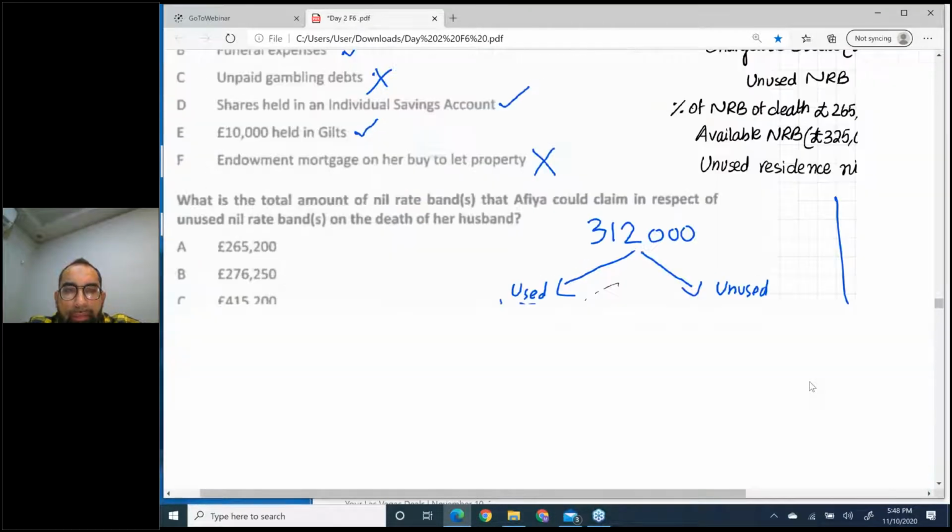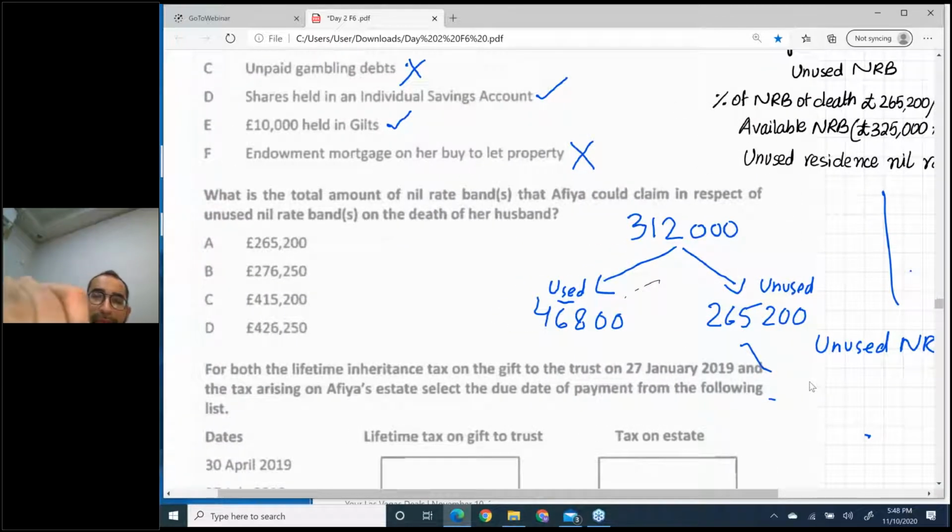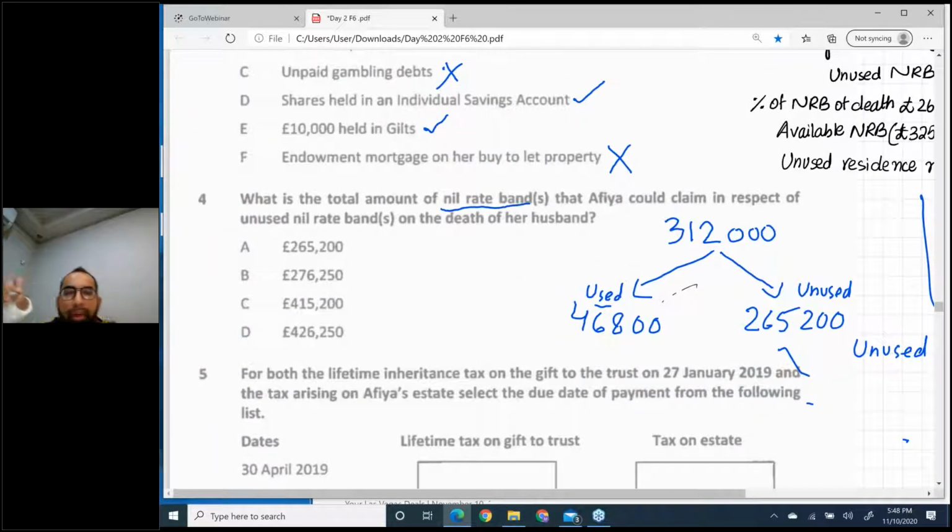Just read the requirement first. What is the total amount of nil rate band? They have written, maybe 2 nil rate bands that Afia could claim in respect of unused nil rate band on the death of her husband. That means how much will be transferred to Afia, not Afia's own. Just talking about the husband's NRB which she can use at the time of death.